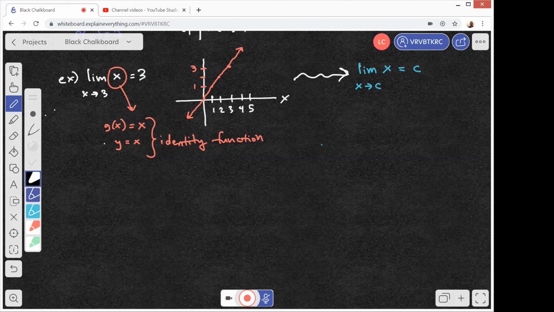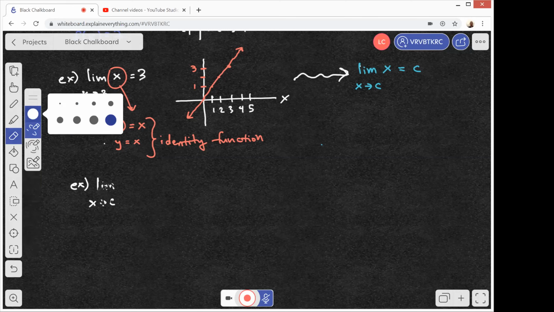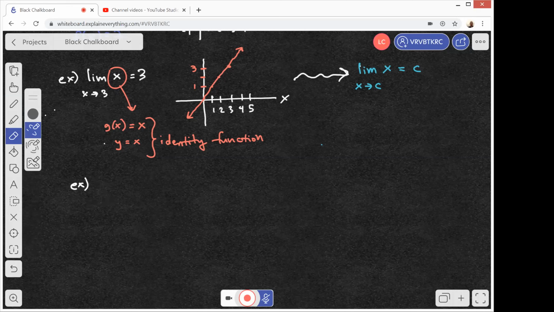Example. Limit as x approaches c. Actually, let me start off by giving you, I was going abstract. Let me give you a concrete example and then I'll get all crazy on you guys. So let me just erase that. All right, sorry about that.